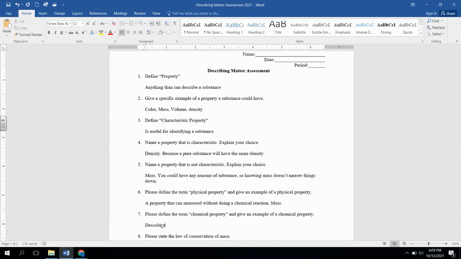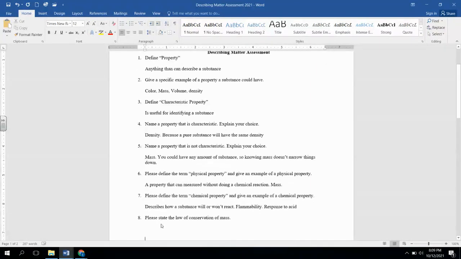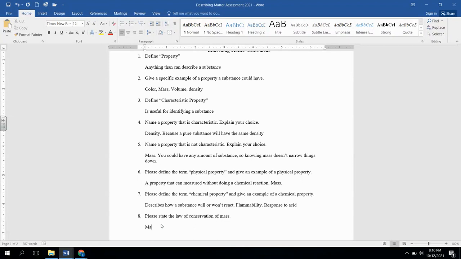Okay, chemical property describes how a substance will or won't react. And so there are quite a few here. Flammability, will it burn or not? How does it respond to acid? Okay. I could put quite a few more down, but I'll just kind of leave it at that. What does it do with phenolphthalein? Turns pink with phenolphthalein. That's one.